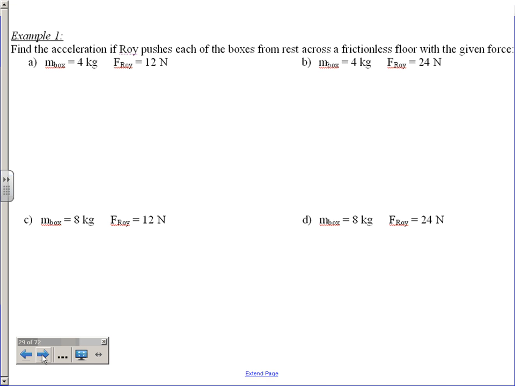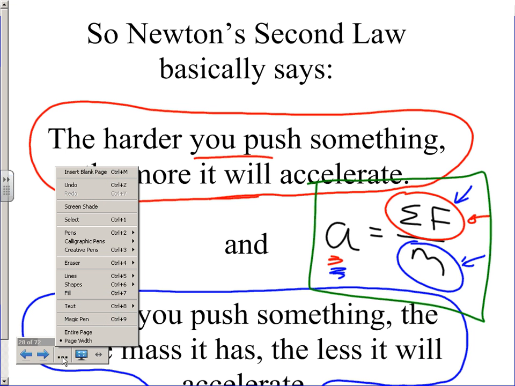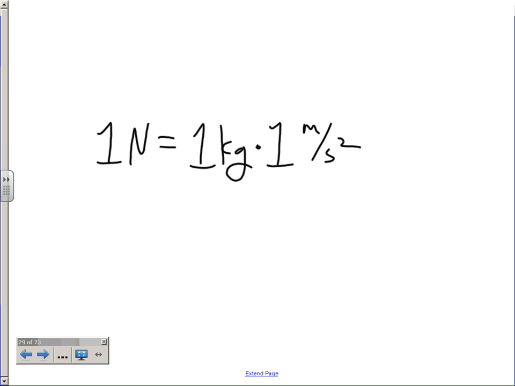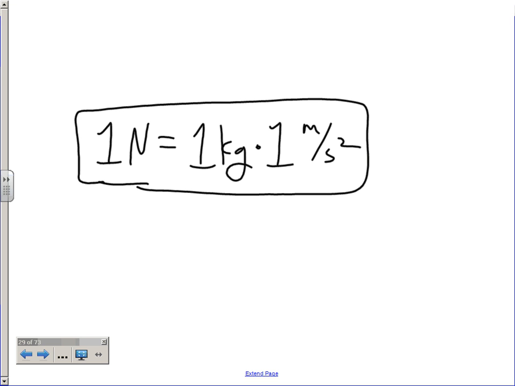Actually, I should rewind for one second. Insert blank page. Boom. A Newton. What is a Newton? One Newton is defined as the amount of force required to take a 1 kilogram object and make it accelerate at 1 meter per second squared. So if you had a 1 kilogram object floating in outer space, just sitting there, and you wanted it to accelerate at 1 meter per second squared, you would need a force of 1 Newton. This is the definition of a Newton. It's usually written this way: 1 Newton equals 1 kilogram meter per second squared.